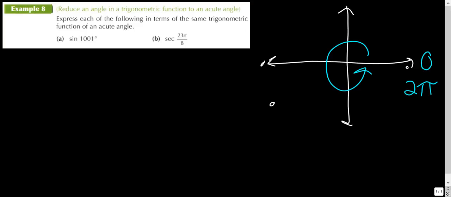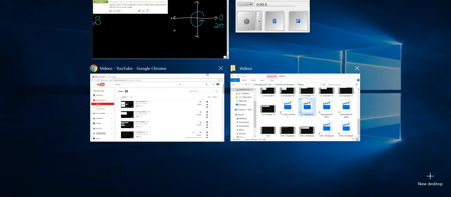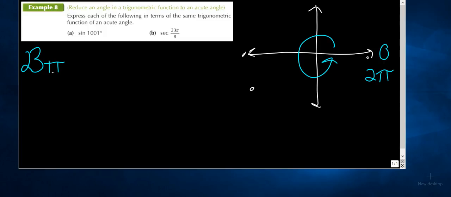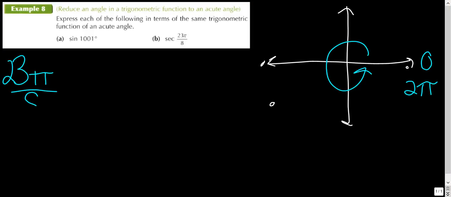So 23 pi over 8. That is closer to 3, right? 23 over 8 is closer to 3. So let's take away 2 pi. Well, in this form right here, it's going to be a little difficult, right? So I'm going to ask you to rethink about this. If we have to add 2 pi or subtract 2 pi from an angle to make it fit, don't think of it as 2 pi. Think of it as 2 pi in terms of the first answer.